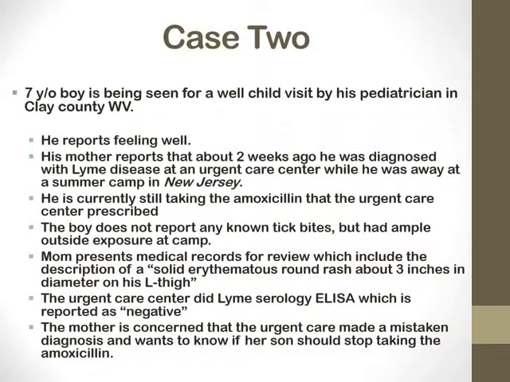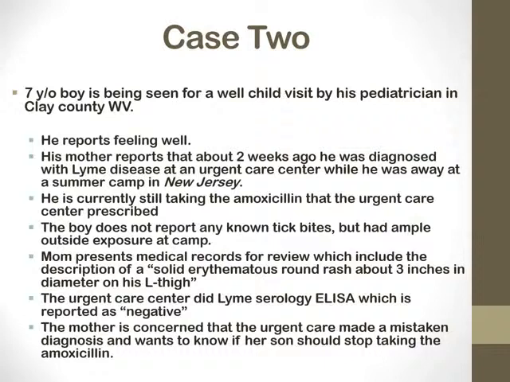All right, so next case was a 7-year-old boy who was being seen for a well child visit by his pediatrician in Clay County, West Virginia. At the point when he was being seen by the pediatrician, the little boy felt well, but his mother had reported that 2 weeks ago he was diagnosed with Lyme disease while at a summer camp in New Jersey. So he'd gone to an urgent care center there and was prescribed amoxicillin. The little boy didn't know of any known tick bites, but had certainly a lot of ample outdoor exposure.